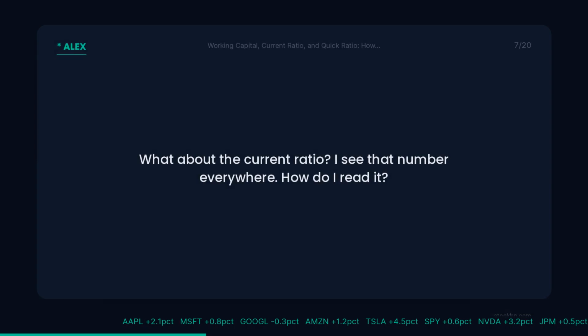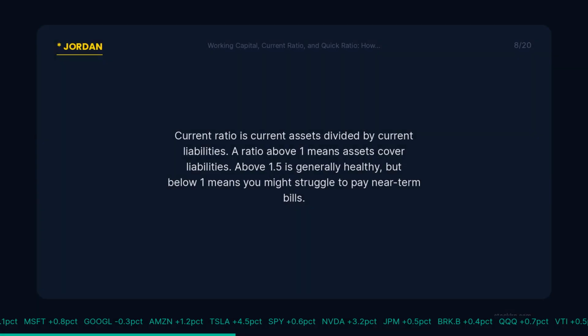What about the current ratio? I see that number everywhere. How do I read it? Current ratio is current assets divided by current liabilities. A ratio above 1 means assets cover liabilities. Above 1.5 is generally healthy, but below 1 means you might struggle to pay near-term bills.